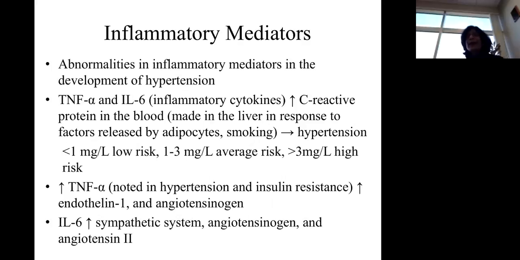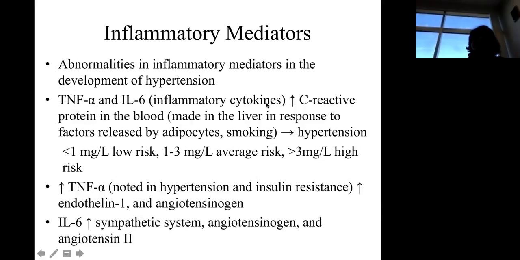Now we will get into these chemical agents that are associated with inflammation and how they play a role in hypertension. Inflammatory mediators, a number of chemical agents. We are going to spell out some chemical agents here that are key. Tumor necrosis factor, TNF alpha, and interleukin 6, IL-6, are the two key inflammatory cytokines.